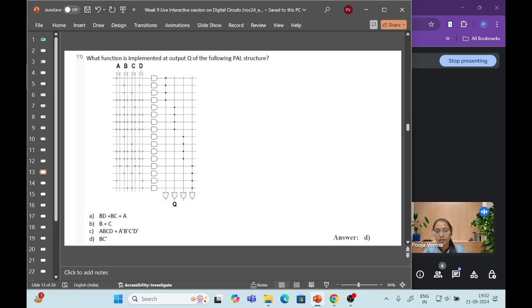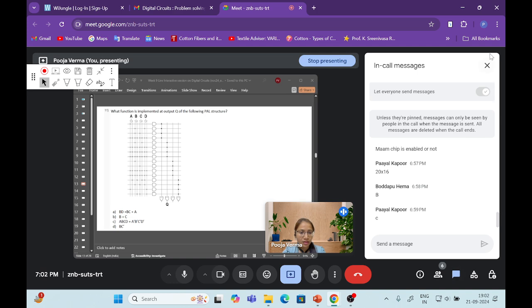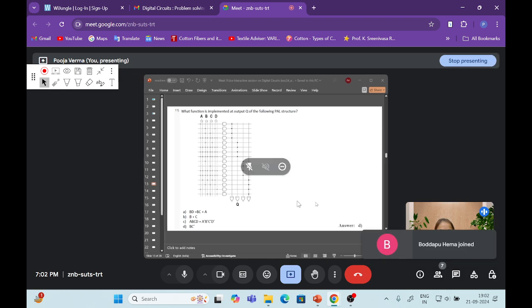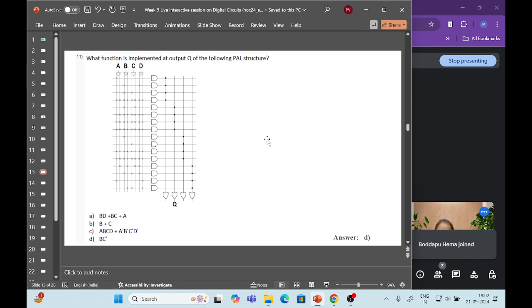I hope you have understood the previous one, a detailed description is given. So now moving to the next question. The next question is: what function is implemented at output Q of the following PLA structure?